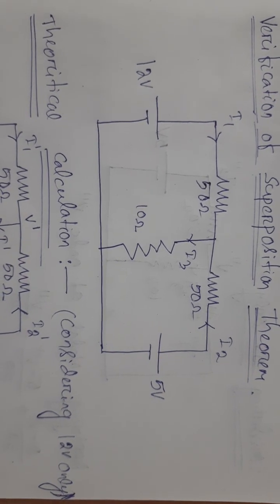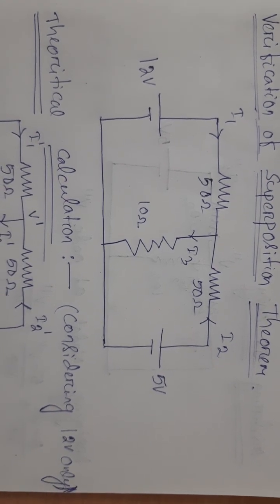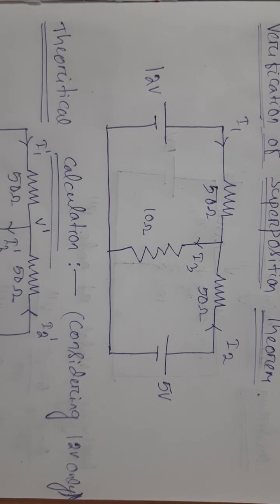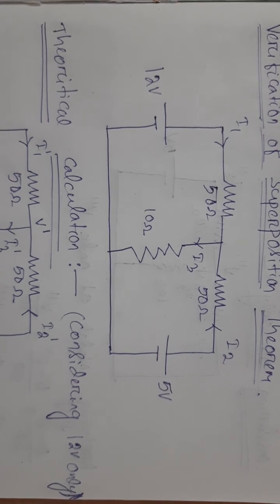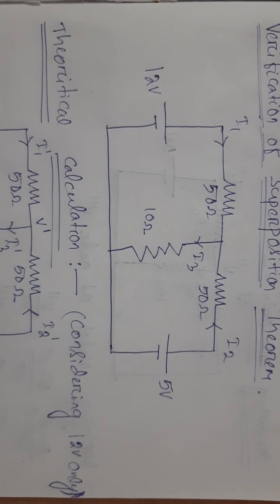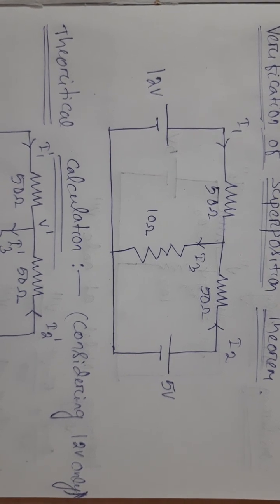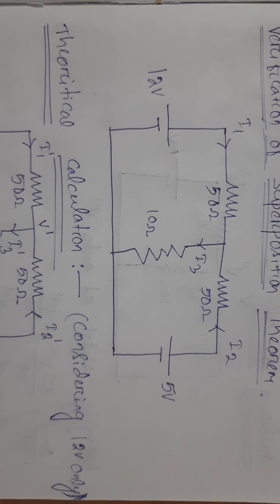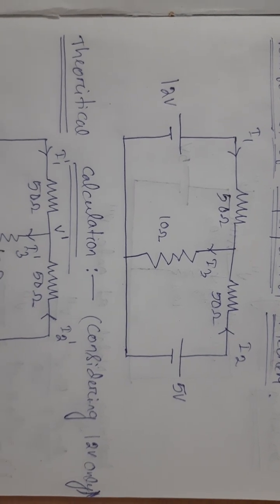Superposition theorem states that in any linear active bilateral network, if there are two or more sources present, then the voltage across or the current through an element is the algebraic sum of the voltage across or the current through that element, while each individual source acts alone and all other sources are deactivated.